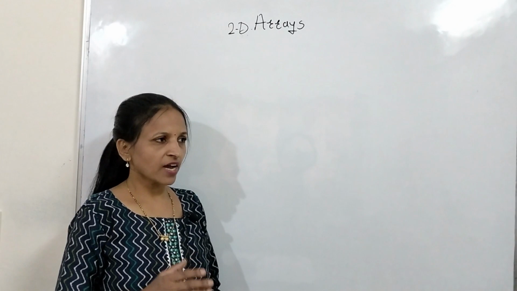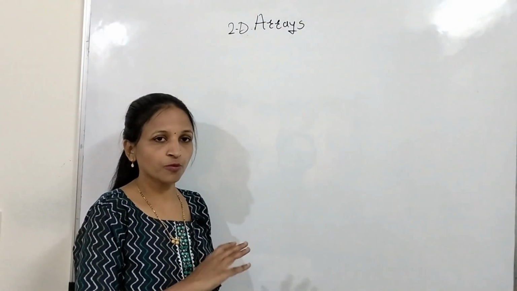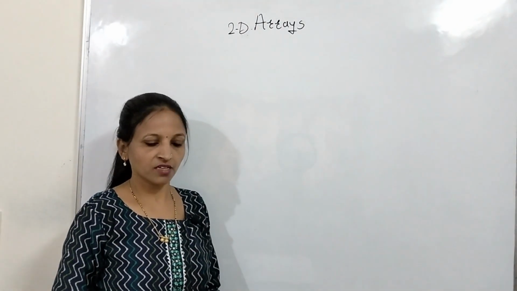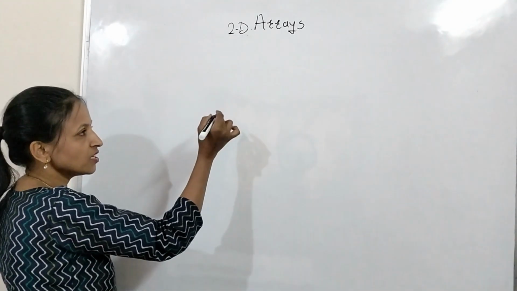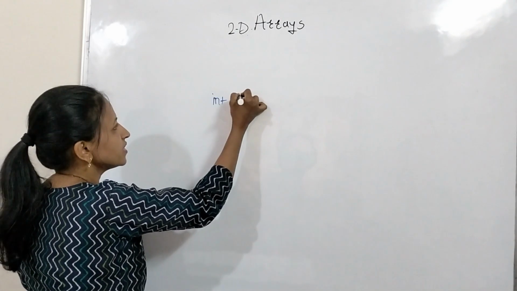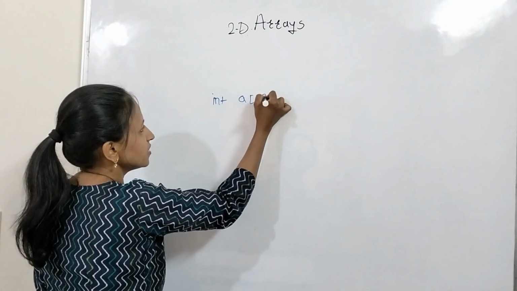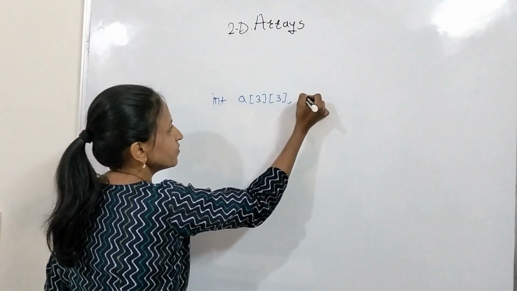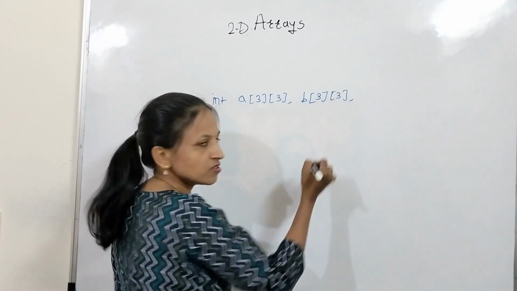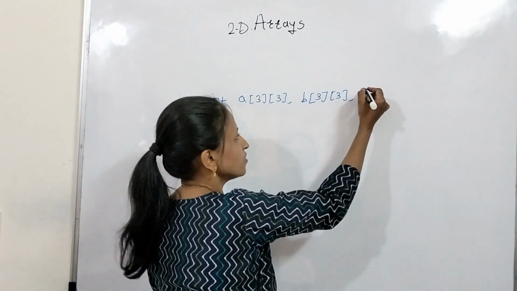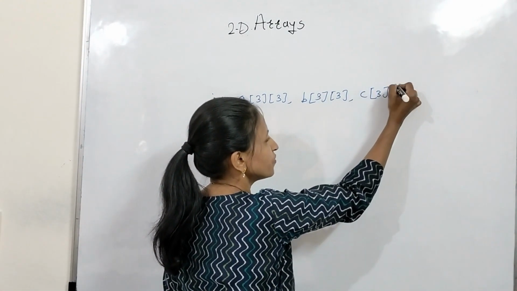We can do addition of two matrices with the help of this two-dimensional array concept again. Now what is the logic for that? See, suppose we have accepted two arrays. Let we have declared two arrays like integer a of 3 3. This is first array. Suppose we have to declare second array like again b of 3 3, and we can do addition, and that addition we can store in third array like c of 3 3.